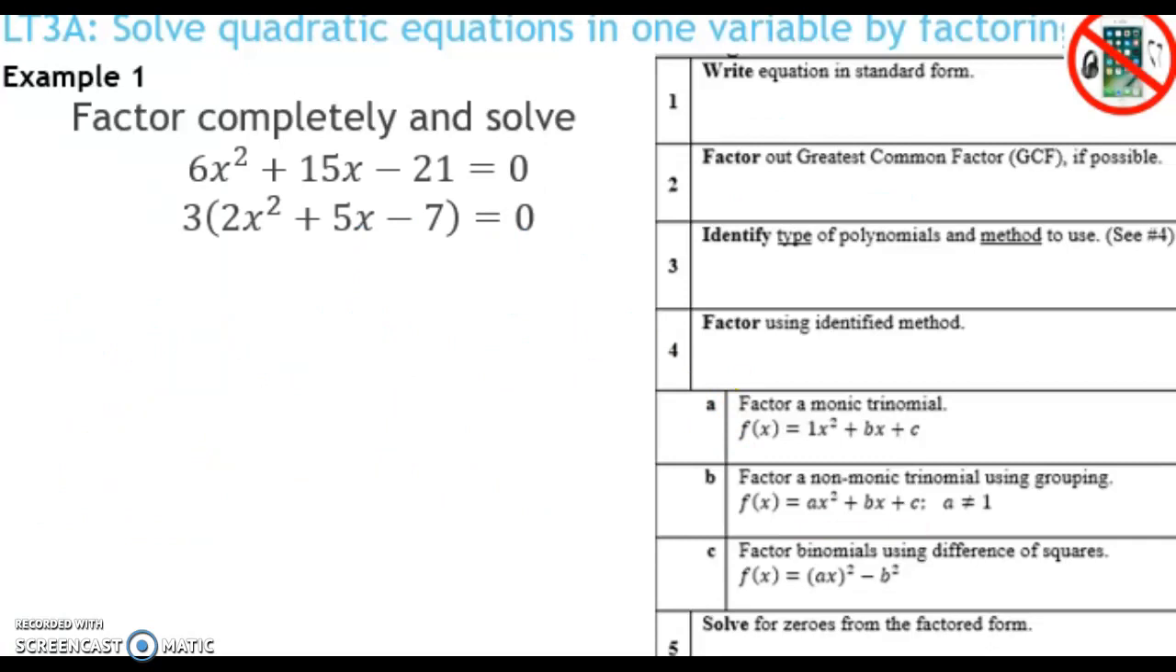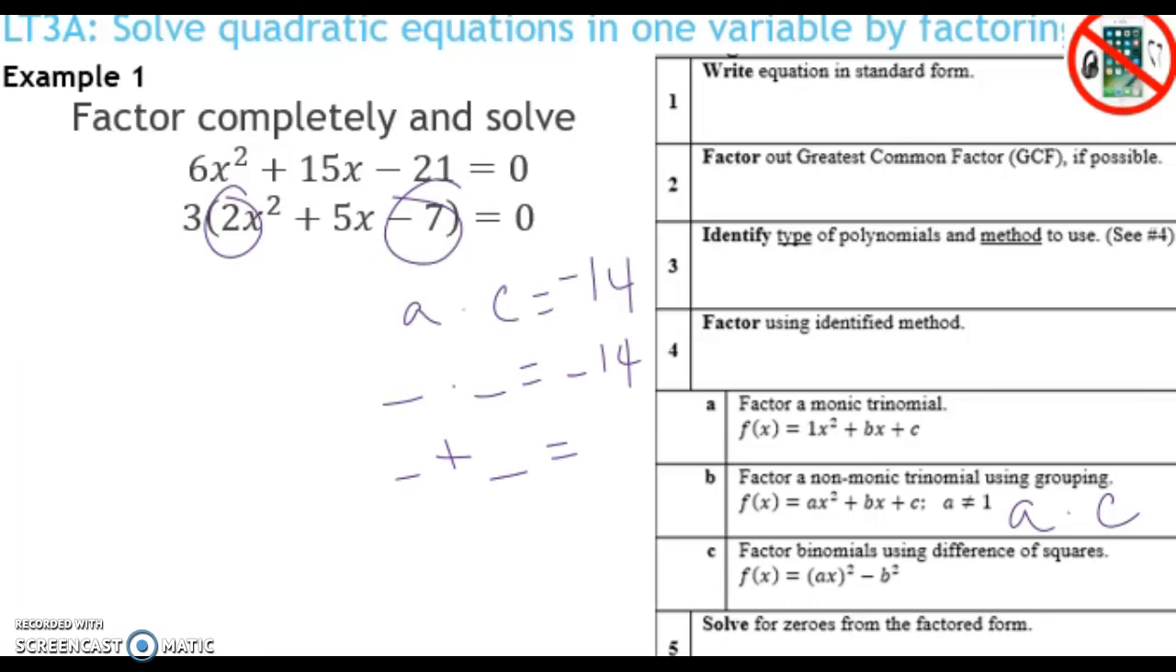Okay, so this is called the A times C method. What we're going to do is multiply our A and our C together. So A is 2, C is negative 7. So A times C gives us negative 14. Next, we need to find two numbers that multiply to give us negative 14 and add to give us our B term, which is 5.